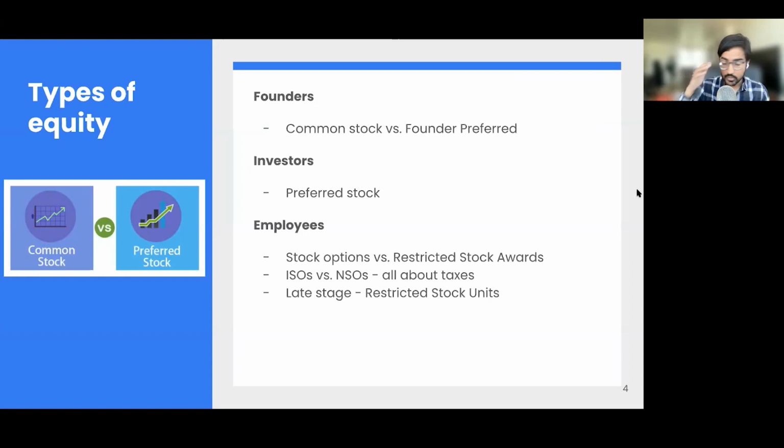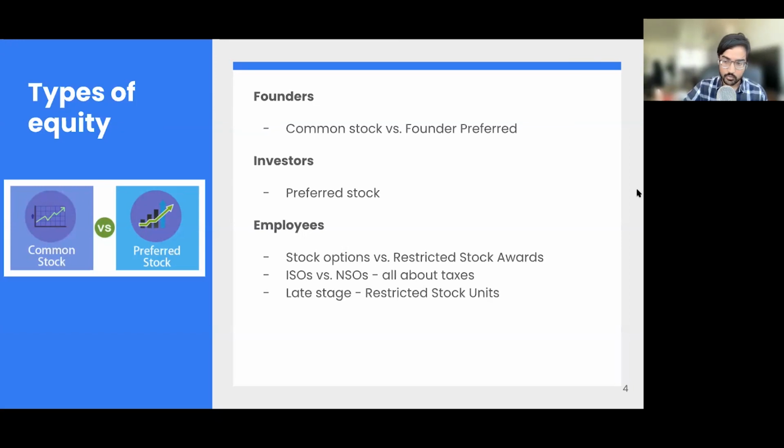So investors invest in a security called preferred stock. What does preferred stock mean? It's called preferred because if the company goes bankrupt or sells for less than the investor invested, then the investor gets their money back. A good example is, say the investor invested $5 million in your business and you sell the business for $3 million. The investor gets that entire $3 million back because they have preferred stock.